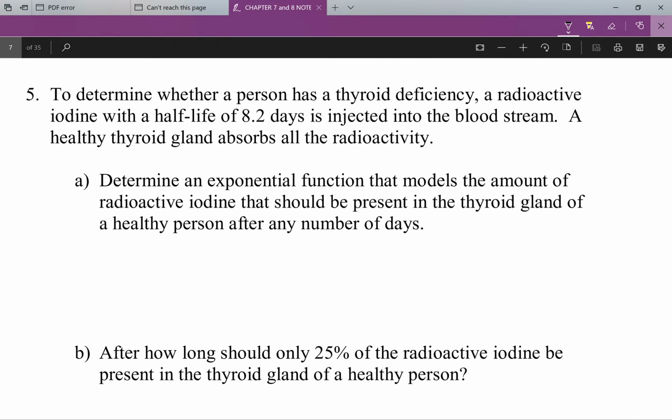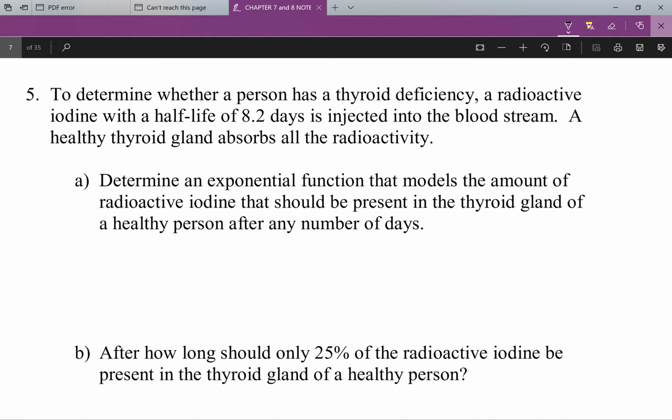To determine whether a person has a thyroid deficiency, radioactive iodine with a half-life of 8.2 days is injected into the bloodstream. A healthy thyroid gland absorbs all the radioactivity. Determine an exponential function that models the amount of radioactive iodine that should be present after any number of days. So we give this a try.